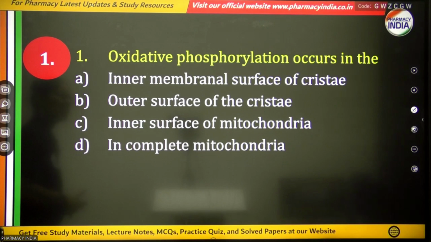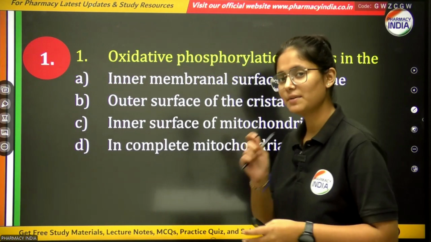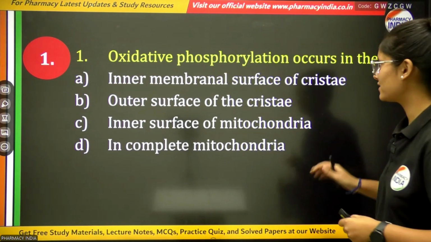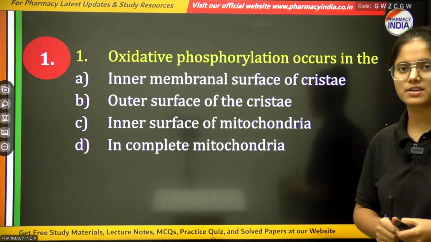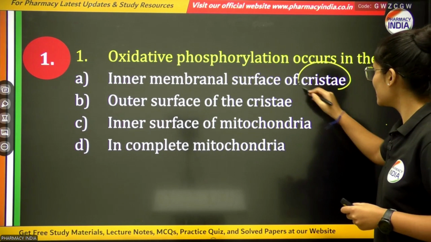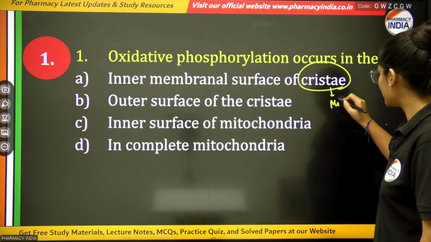The first question is oxidative phosphorylation occurs in. Now you have to tell the place where oxidative phosphorylation takes place. So the correct option will be inner membranal surface of cristae. What is cristae? Cristae is the innermost area of mitochondria.